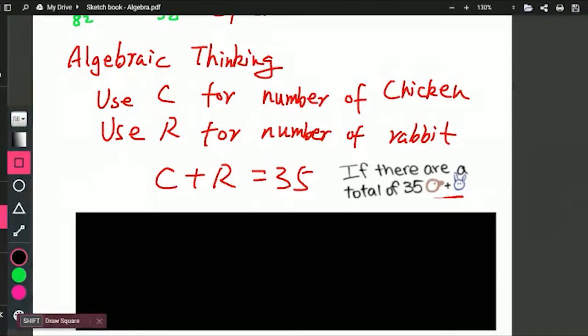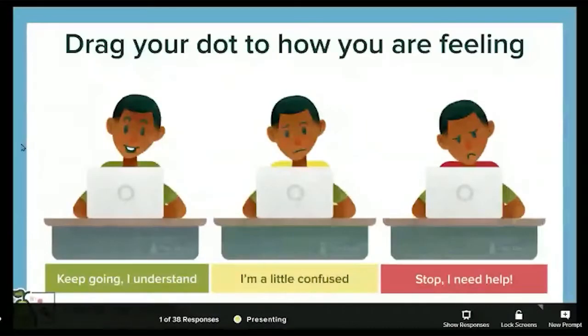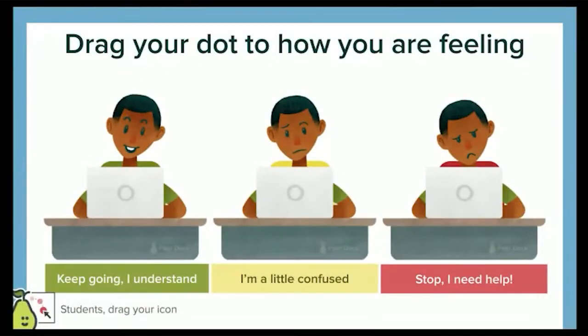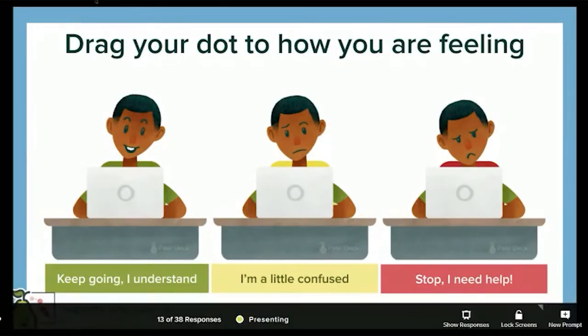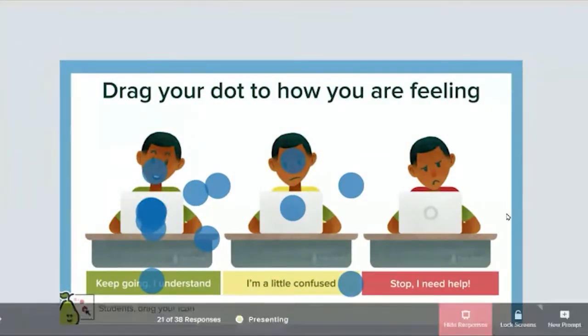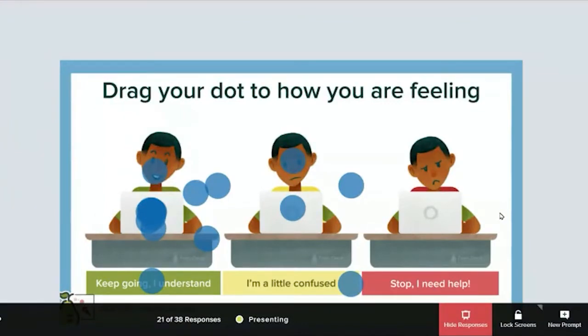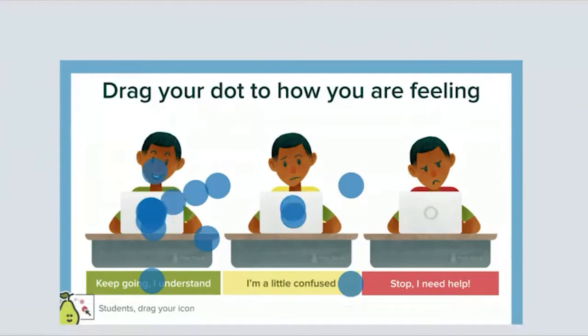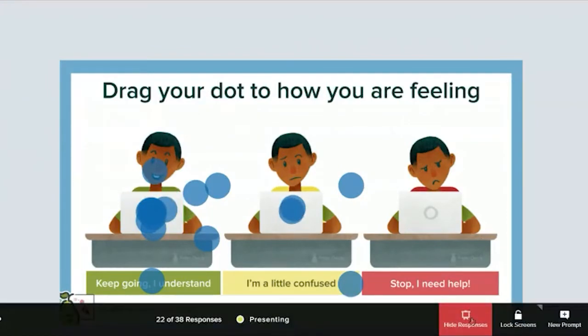Okay, another quick poll. Do you understand that part? C plus R equals 35. If you still don't get it, don't worry. Just be assertive, because I need to help you, everyone, to be fully good at this. This is the basics of algebra, okay?